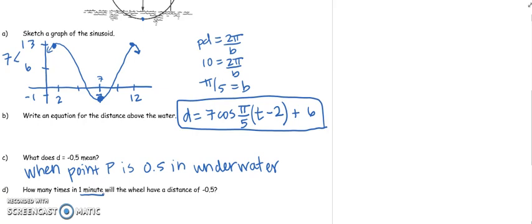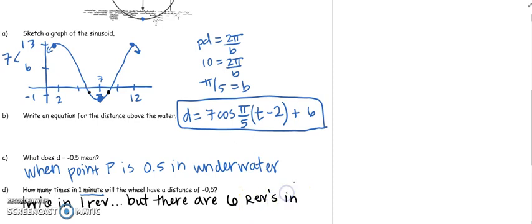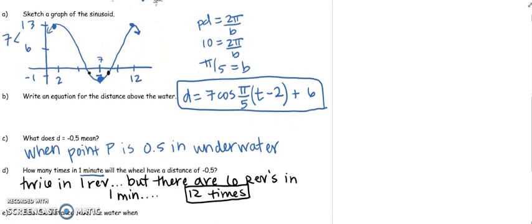So -0.5, let's look at this picture right here. Do you see this? -0.5 happens here and here. So it's happening twice in 1 revolution. But there are 6 revolutions in 1 minute, so it must happen 12 times. All right, so just a little bit of logical thinking there. If it happens twice in 1 revolution and there's 6 of them in 1 minute, it must happen 12 times.